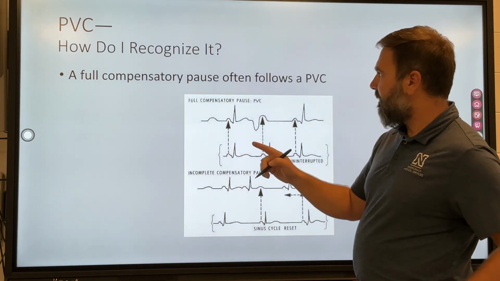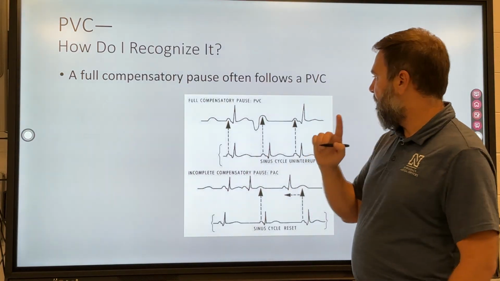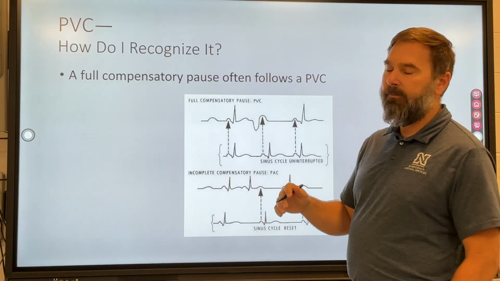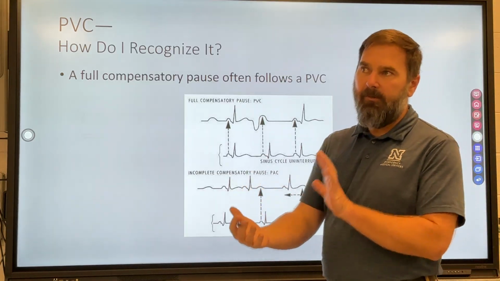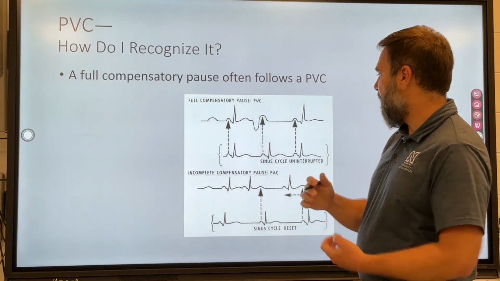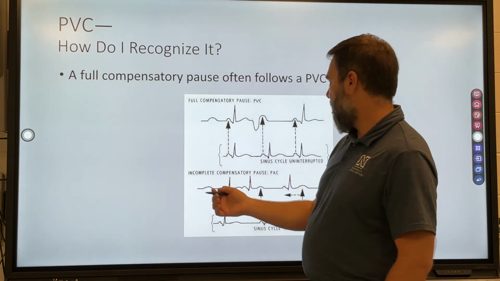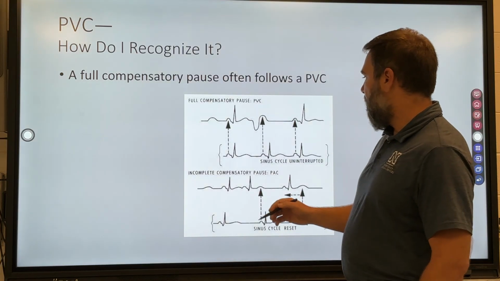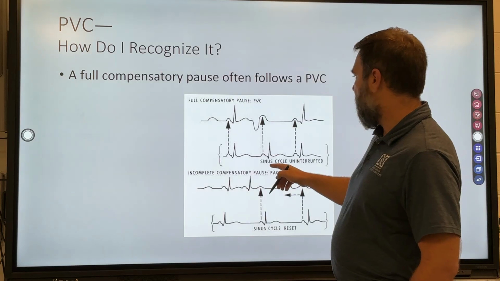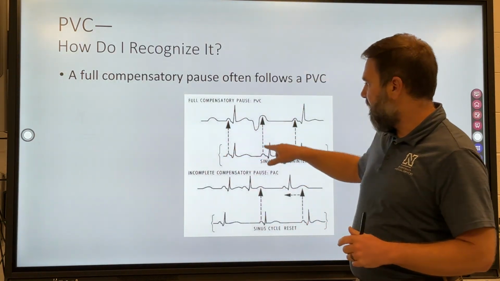So we can have some varying differences too. So you may have a PVC that makes a rhythm obviously irregular, but then we have compensatory pauses or incomplete compensatory pauses. So a full compensatory pause is going to wait until the heart's ready. So we have a discharge or a PVC.